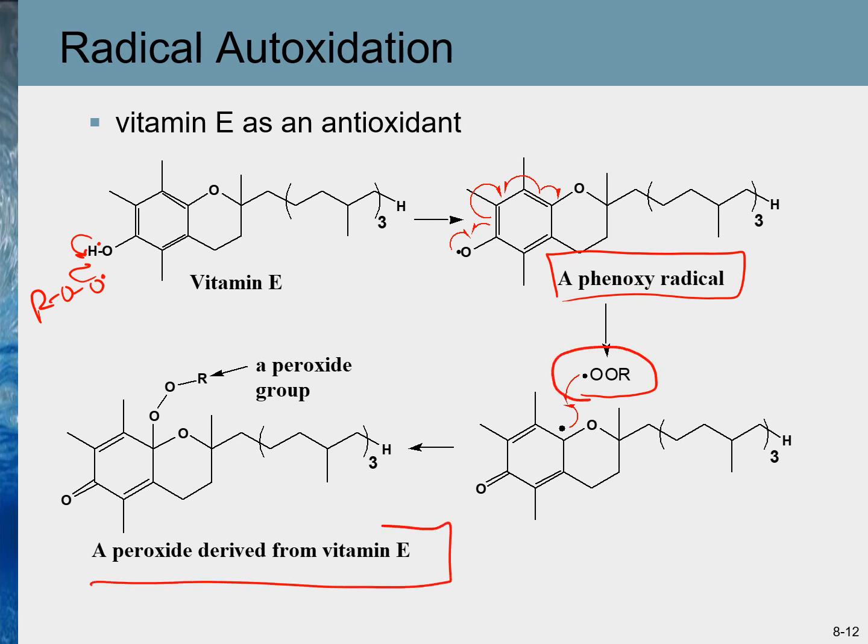peroxide group. So this peroxide derived from vitamin E is relatively stable and it does not undergo any more chain reaction or any harmful degradation. So that's how vitamin E prevents the autooxidation of fatty acid chains.